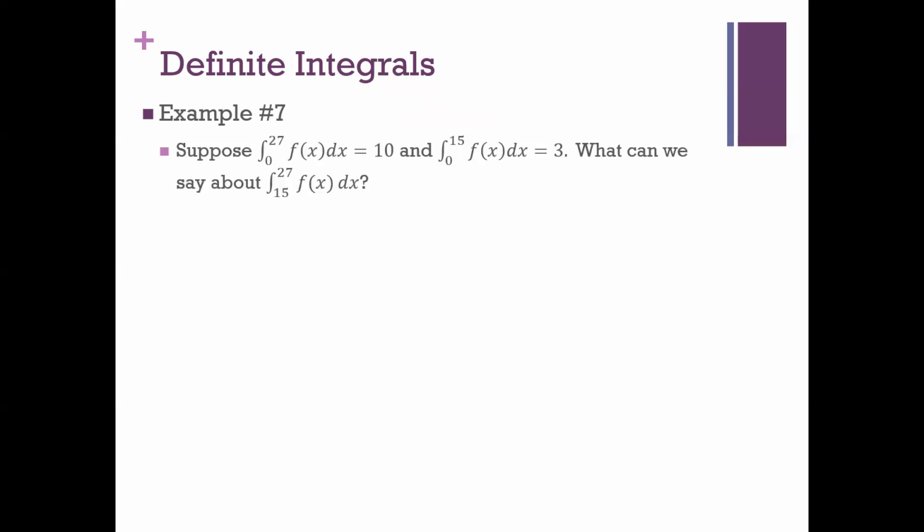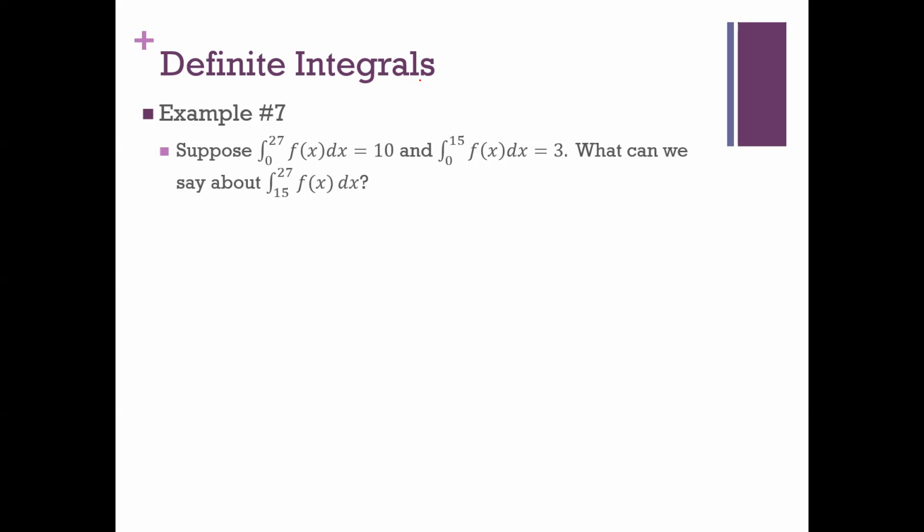How about this thing? Can I say anything about the integral from 15 to 27 of that function? 7. How'd you get that? If the area from 0 to 27 is 10, and from 0 to 15 is 3, the leftover part is 15 to 27, so you can just subtract whatever 0 to 15 is.